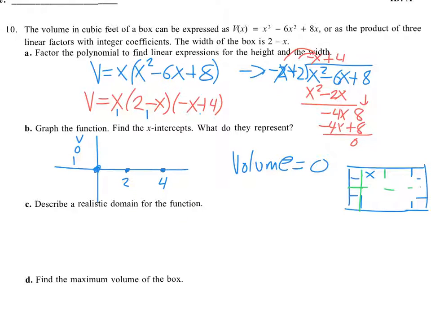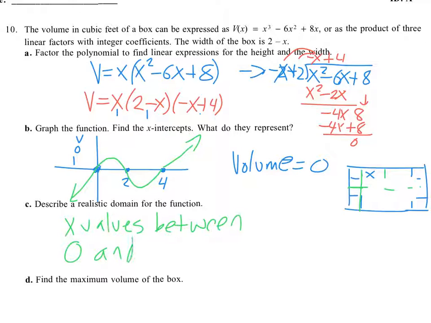A realistic domain, I'm going to finish graphing this first. We know that this is a positive graph with positive end behavior, so we're going to go up, and it's going to look something like this. The only domain that really makes sense for this is x values between 0 and 2. Based on this, anything above 2 would either give us a negative value or something like that. We don't really know why this equation exists like this, so we can't say that this domain doesn't make sense.